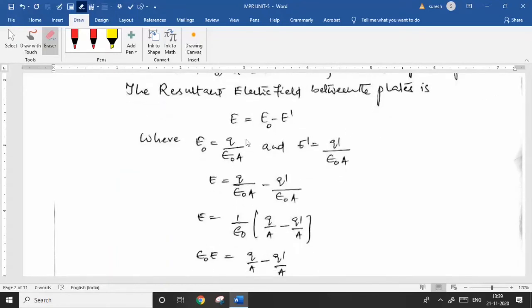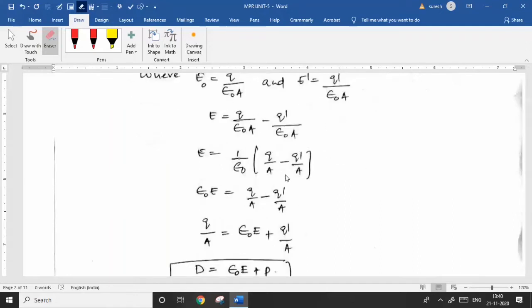In this equation, E naught is equal to Q by epsilon naught A, and E dash is equal to Q dash by epsilon naught A. Suppose you take a parallel plate capacitor, I can represent that E naught is equal to Q by epsilon naught A. That means the intensity of electric field in free space is directly proportional to charge and inversely proportional to permittivity of free space with area of cross section. So we could write E naught is equal to Q by epsilon naught A and E dash is equal to Q dash by epsilon naught A.